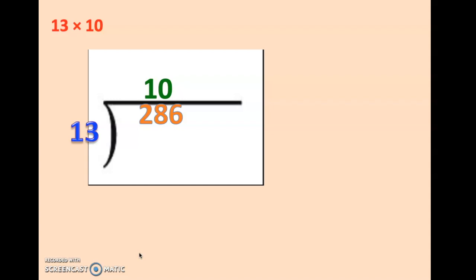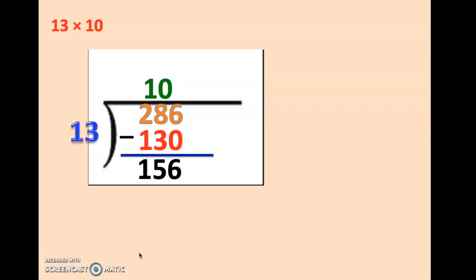Remember, we said we can ignore the 0 and multiply 13 times 1, and then we're going to place the 0 back. So 13 times 1 is 13, and then we're going to add that 0, which will give us 130. Step 3, we are going to subtract. 286 subtract 130. That will give us 156.